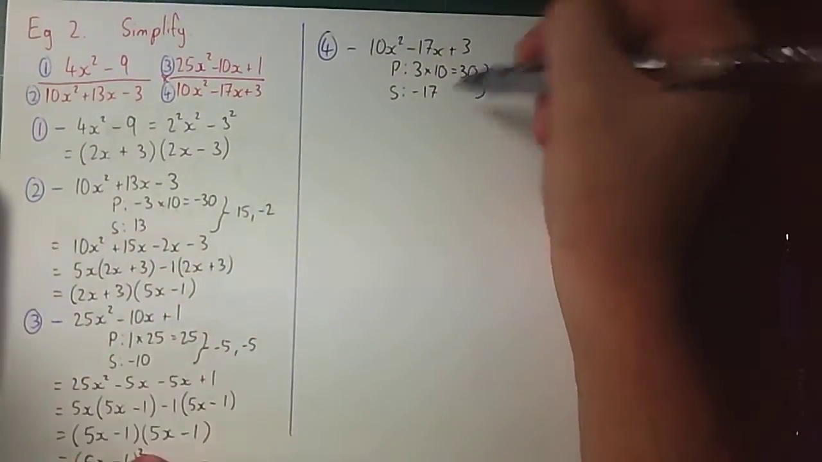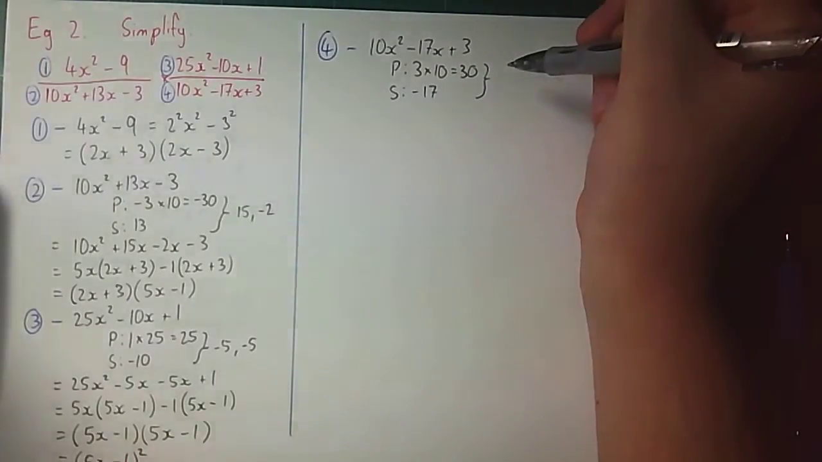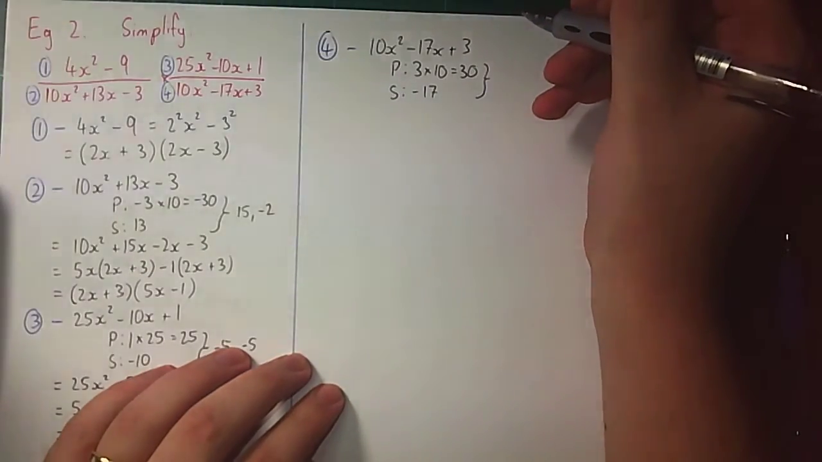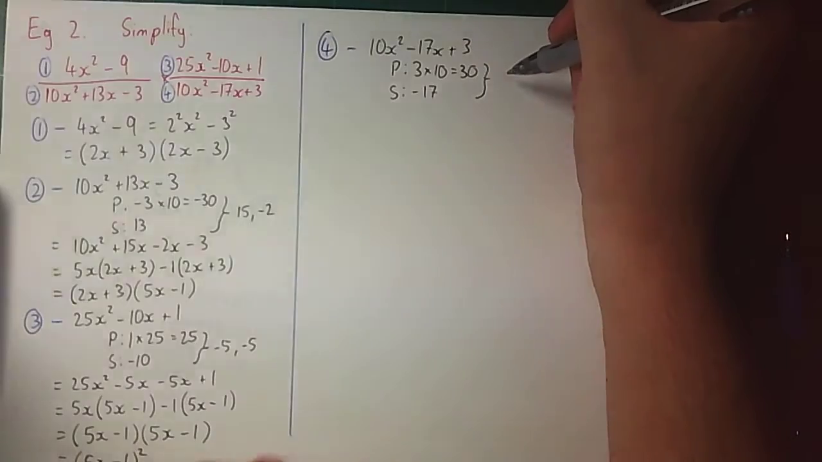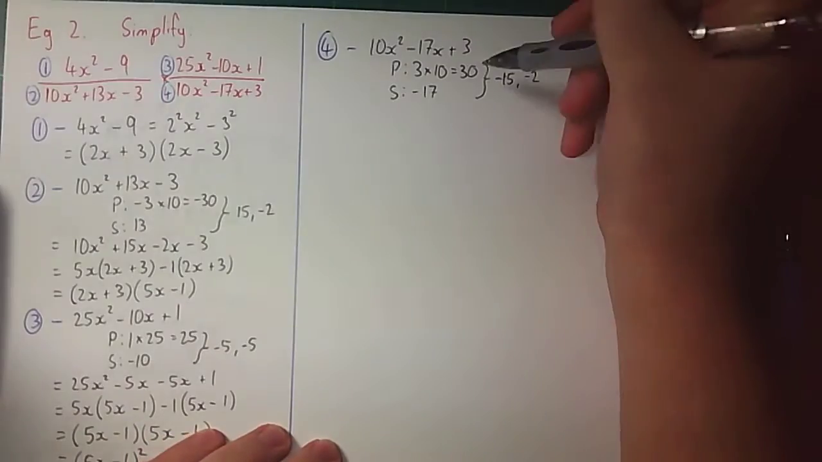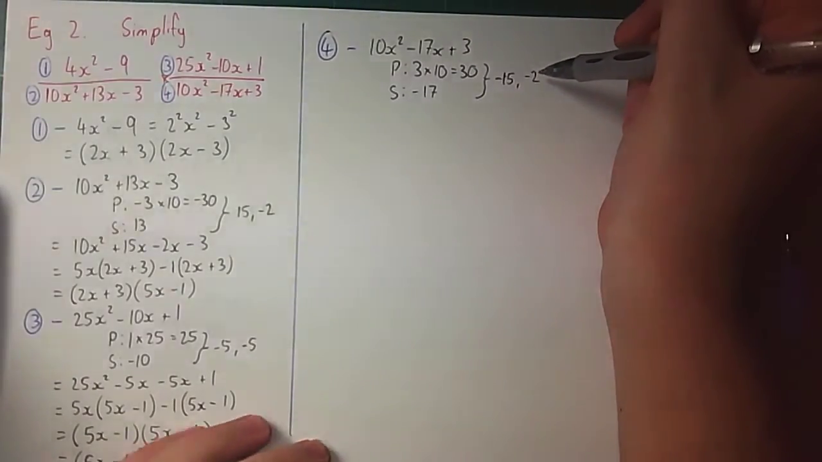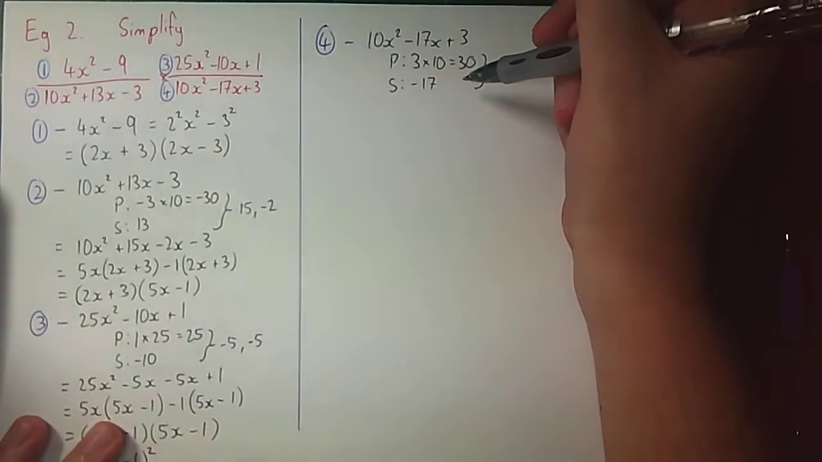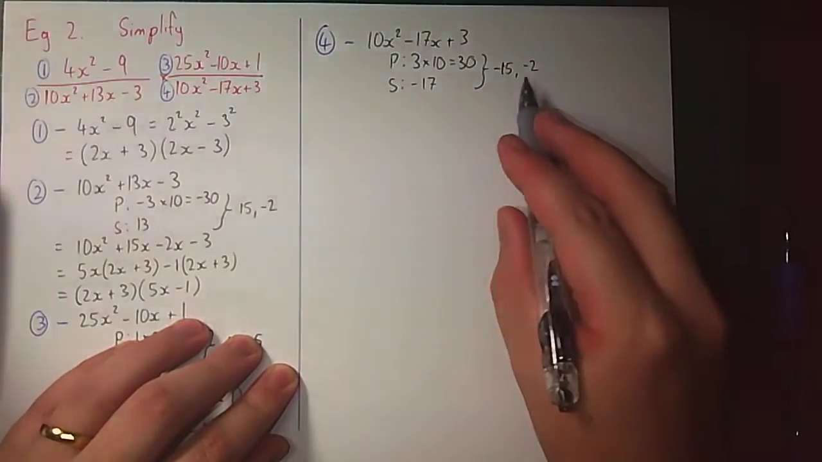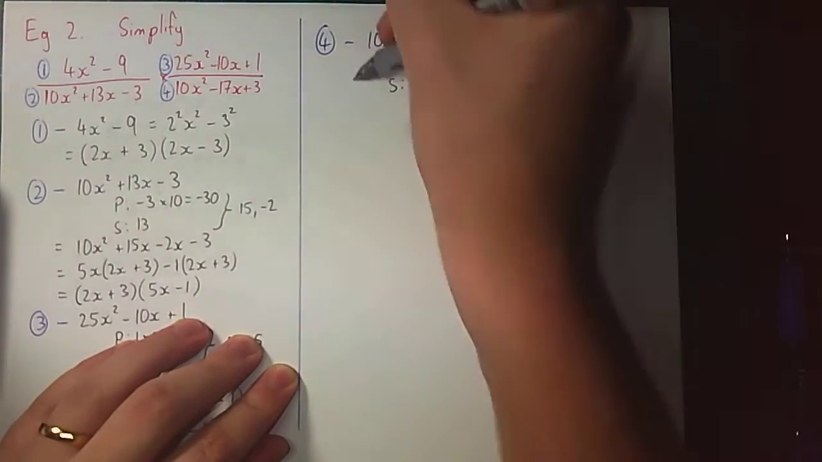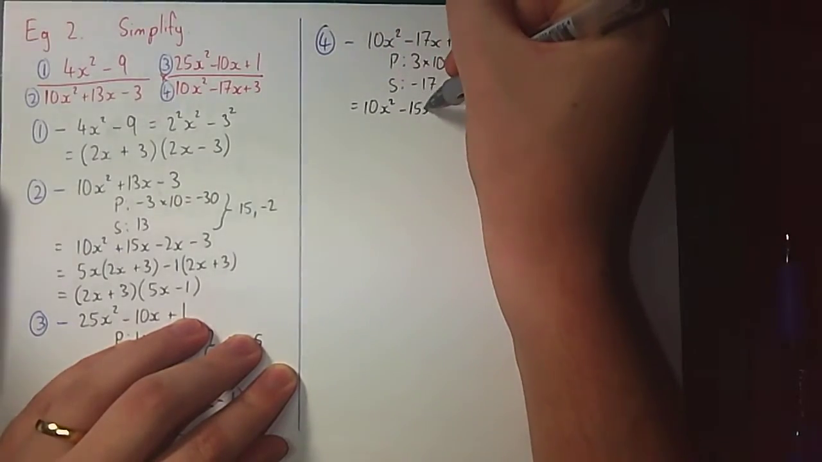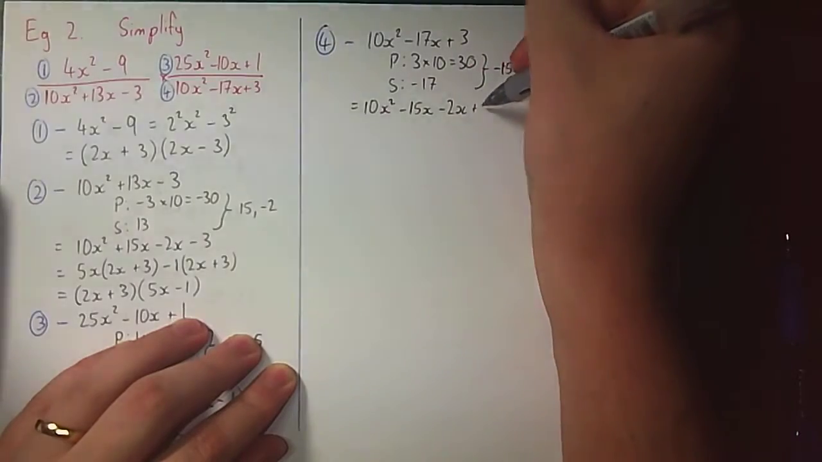Now we can see this is a negative and that's a positive, so it probably will have a situation where there's two negatives, and for this instance we have negative 15 and negative 2. Negative 15 times negative 2 is 30, and negative 15 plus negative 2 is negative 17. So as that's the case, we will split negative 17x up into negative 15x and negative 2x. 10x squared stays the same, negative 15x, negative 2x, and that positive 3 stays the same.